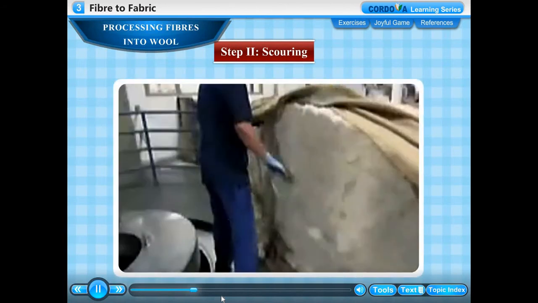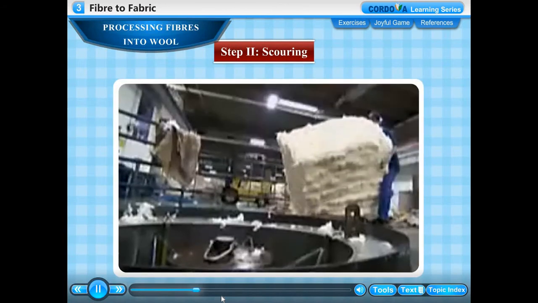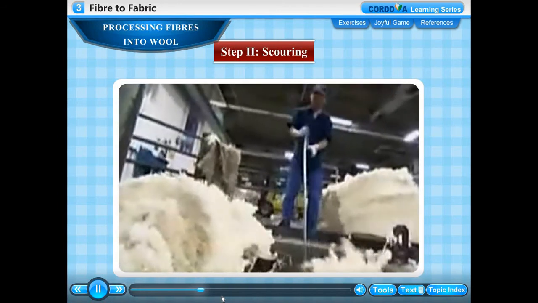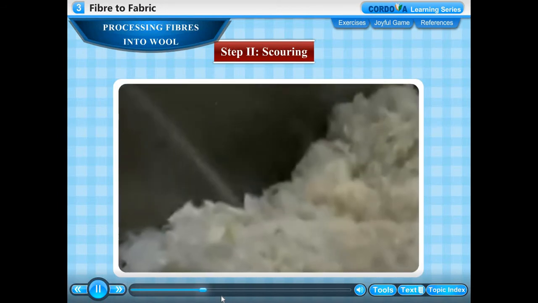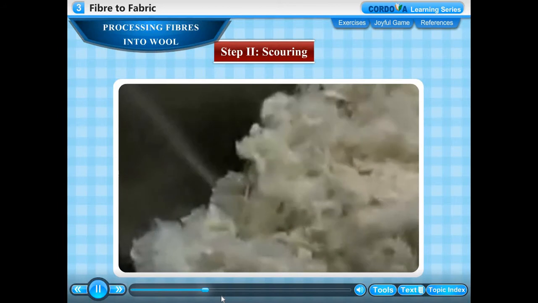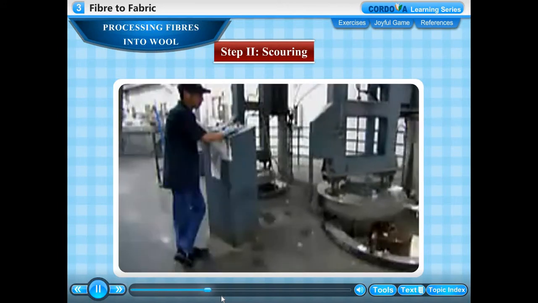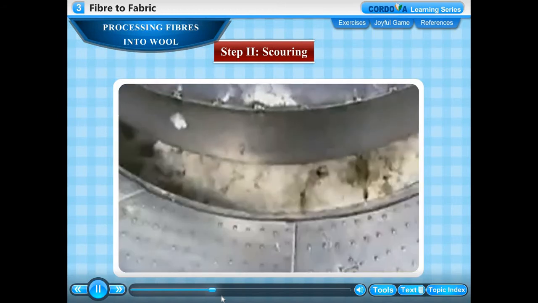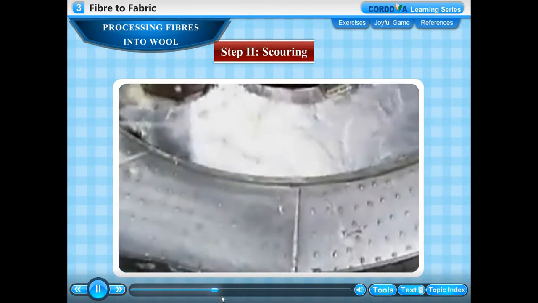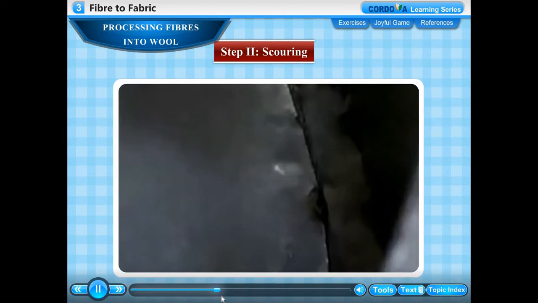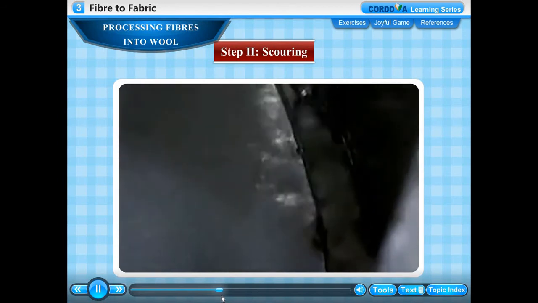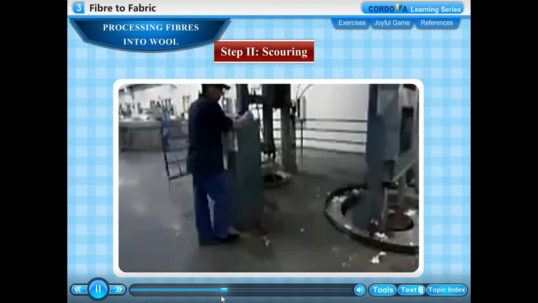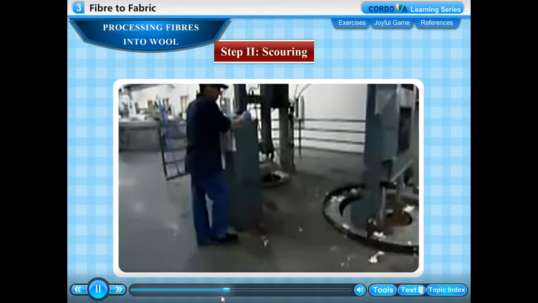Step 2. Scouring. The fleece of sheep contains dust, dirt, sweat, vegetable matter and grease, etc. The fleece is thoroughly cleaned by washing with soap or detergent and a lot of water in a tank. The process of washing the fleece of sheep to remove dust, dirt, sweat and grease, etc. is called scouring. Nowadays, scouring is done by machines.